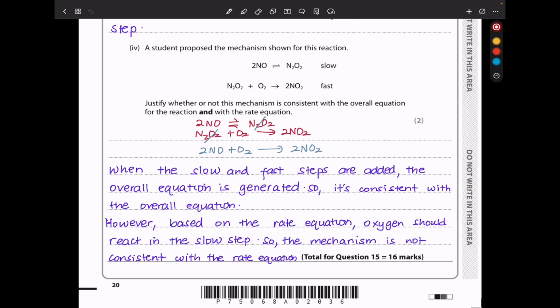However, if I try to write the actual equation, you can see it's 2 nitrogen monoxide plus oxygen to give us that. So basically, this is a wrong mechanism because oxygen appears in the rate equation, but here it appears in the fast step or after the slow step. So I said, when the slow and fast steps are added, the overall equation is generated. So this is consistent with the overall equation. However, based on the rate equation, oxygen should react in the slow step, so the mechanism is not consistent with the rate equation.